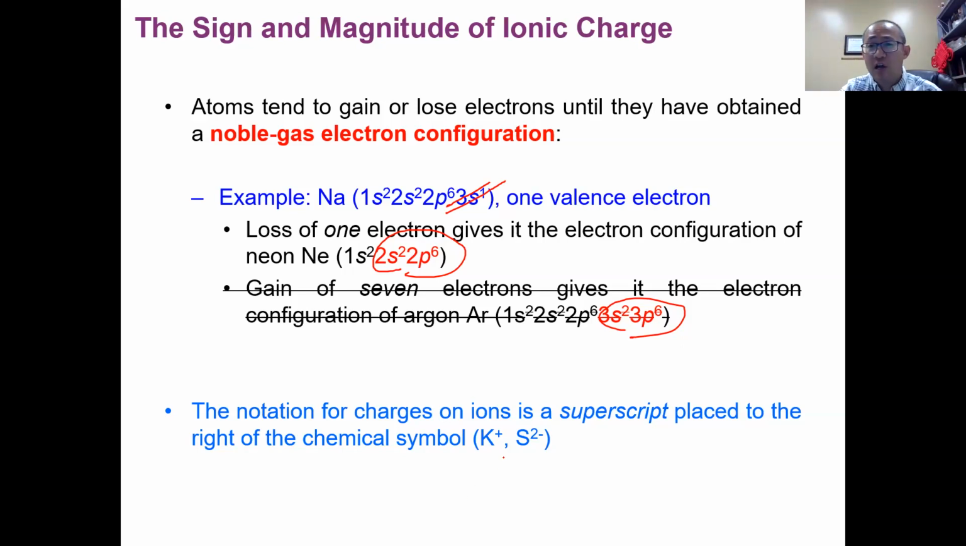The charge will be indicated as a superscript. Potassium, for example, is K plus, with the plus as a superscript. For sulfur, the charge will be negative, also a superscript. By convention, we put the magnitude 2 first, followed by the negative. Sulfur is 2 minus. The charge must be a superscript.